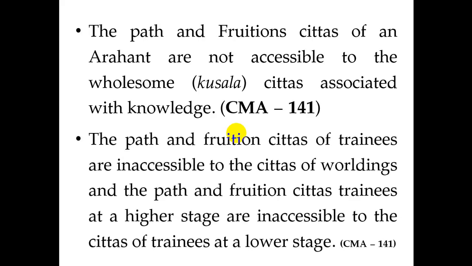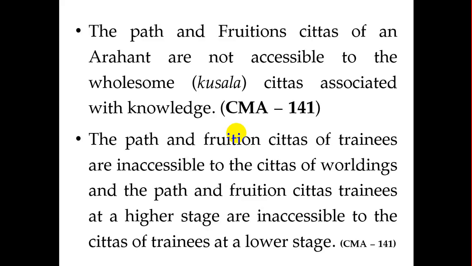The path and fruition Cettas of trainees are inaccessible to the Cetta of worldlings. So as normal people, we cannot have access to the Magga and Phala Cetta of trainees, right? We are not able to take the objects of Sotapatti Magga and Phala, because we haven't attained them yet. Also Sakadagami Magga and Phala, Arahata Magga and Phala, we don't have any access. Those are higher, supramundane Cettas, and the reason is we haven't attained those Cettas yet.